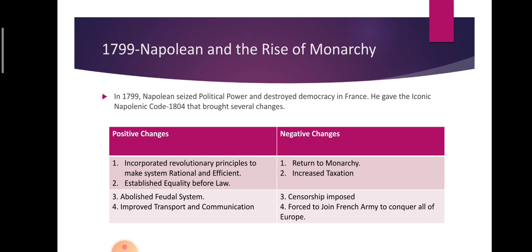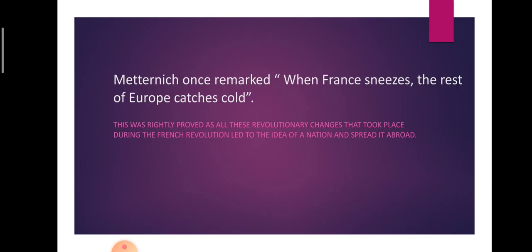So, children, do you see how the time of the French Revolution and all the major changes attached with it led to the spread of nationalism in the whole of Europe? Because all the revolutionaries had a mission that they would spread it to all of Europe and remove all the people of Europe from the clutches of monarchy. Metternich once remarked, when France sneezes, the rest of Europe catches cold. This was rightly proved, as all these revolutionary changes that took place during the French Revolution led to the idea of nation and spread it abroad.